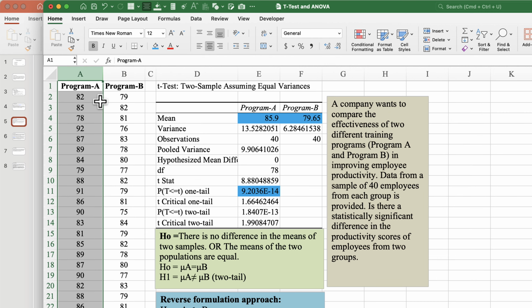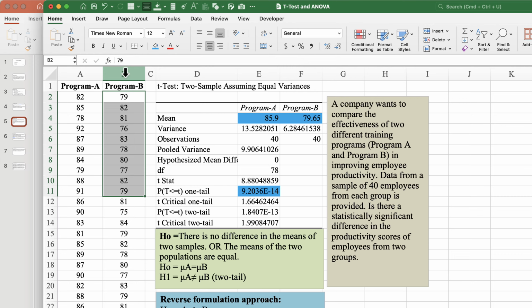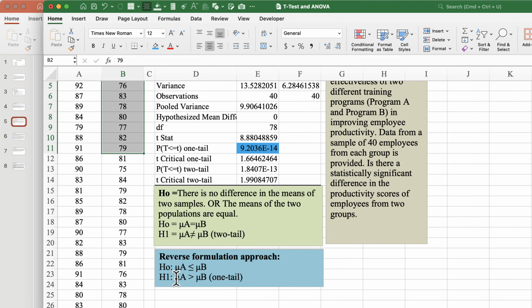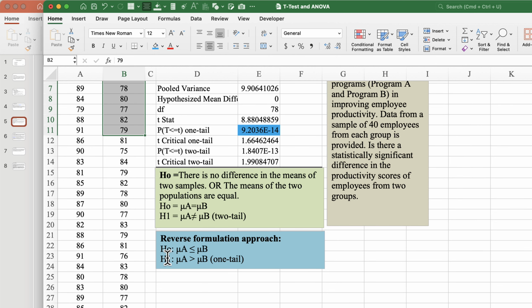So for example, as you can see here, it looks like we have higher values over here compared to this one. Suppose administrators believe that program A is more efficient than program B. In that case, we start with the alternative hypothesis: the mean of scores from program A is greater than the mean from program B. And then we move to the null hypothesis, and the null hypothesis would be exactly the opposite.